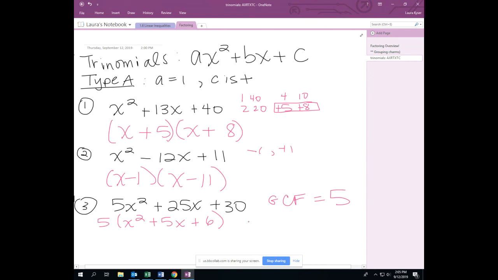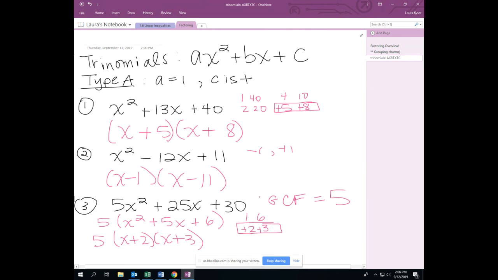So I need a factor pair of 6 that adds to give me 5. 1 and 6, 2 and 5. No, 2 and 3. Now, out of those two factor pairs, 2 and 3 are the ones that add to give me 5. 5 is positive, so both positive. And now we put it all together. The GCF stays out front. Notation, x plus 2, x plus 3.